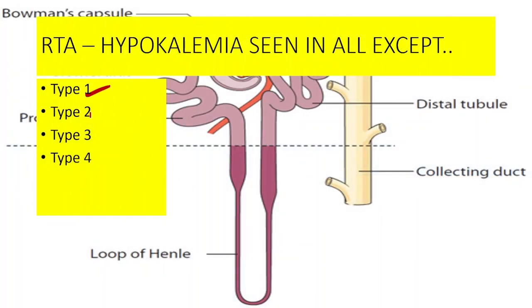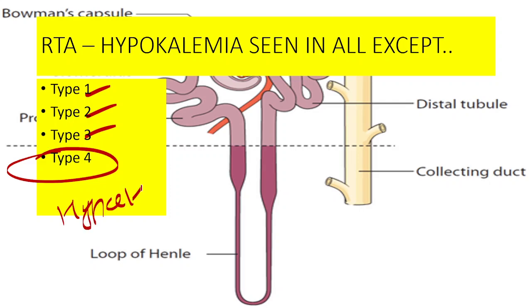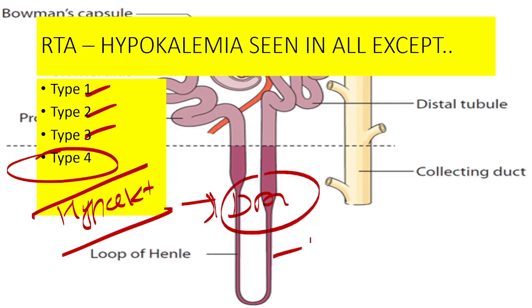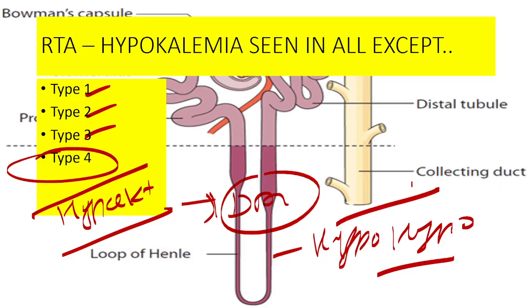Hypokalemia is seen in type 1, type 2, and type 3. In type 4, there will be hyperkalemia, which is more common in diabetes patients, also called hyporeninemic hypoaldosteronism, which is type 4 RTA.